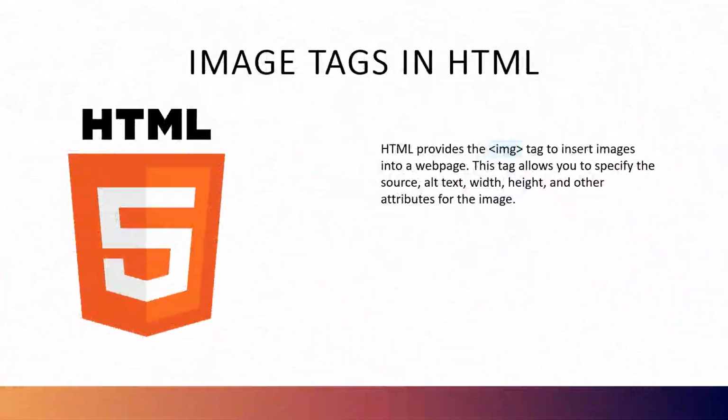Image tags in HTML. In HTML, you use the image tag to embed images in a web page. The img tag is an empty tag, meaning it does not have a closing tag. Instead, we provide information about the image using attributes within the opening tag. The most essential attribute for the img tag is the src attribute, in which we specify the source or file path of the image.